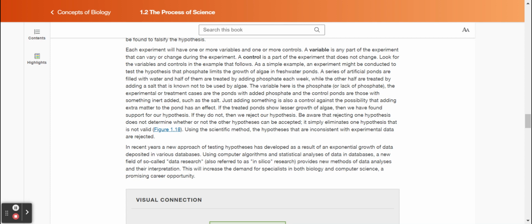As a simple example, an experiment might be conducted to test the hypothesis that phosphate limits the growth of algae in freshwater ponds. A series of artificial ponds are filled with water, and half of them are treated by adding phosphate each week, while the other half are treated by adding a salt that is known not to be used by algae. The variable here is the phosphate, or lack of phosphate. The experimental or treatment cases are the ponds with added phosphate, and the control ponds are those with something inert added, such as the salt.